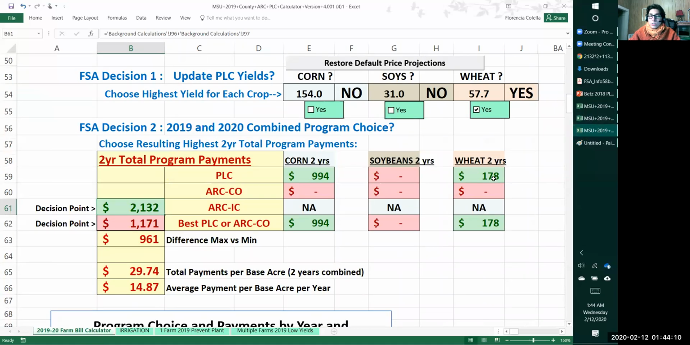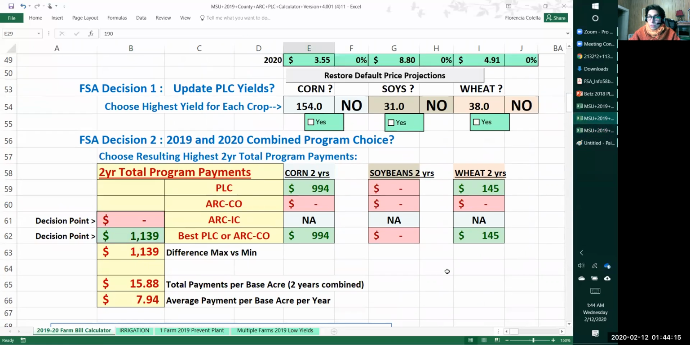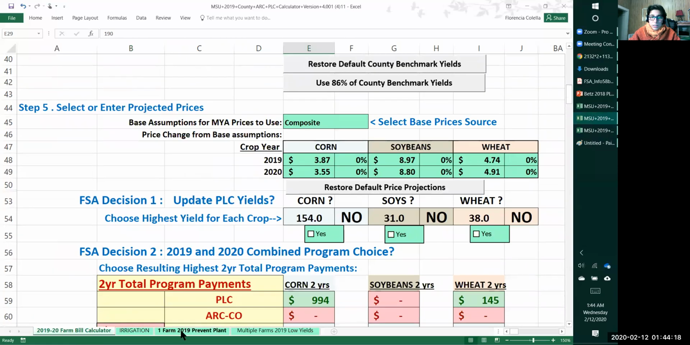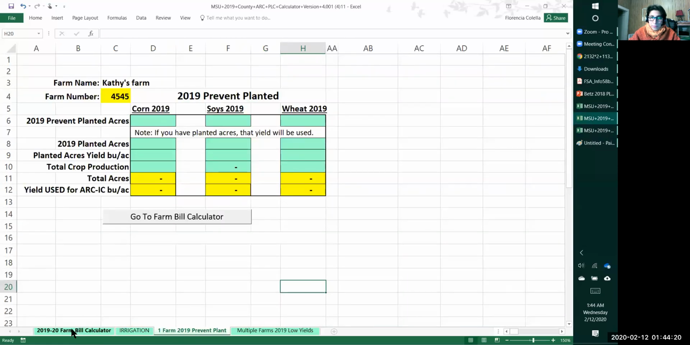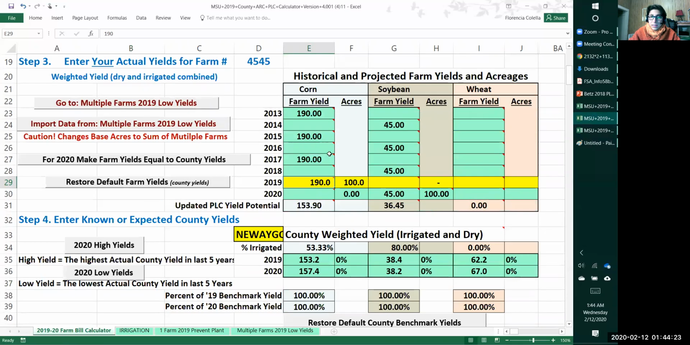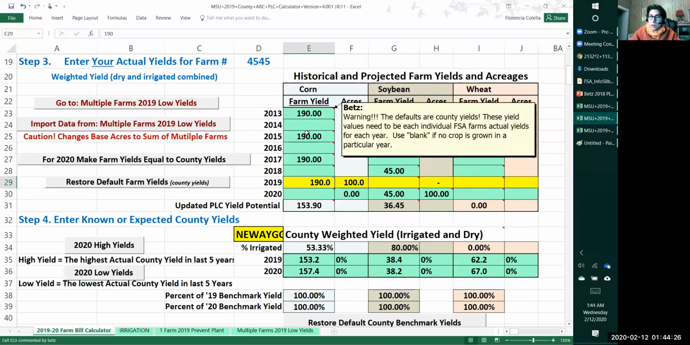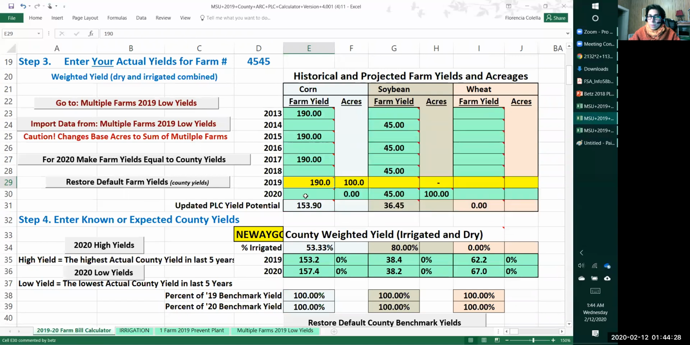Let's imagine a situation in which a farmer has two farms exactly like this one, and a third farm where he does not have any prevented plant, and he has pretty good corn yields, 190 bushels an acre for the 100 acres that he planted of corn in 2019. He plans on doing 100 acres of soybeans in 2020, and he doesn't do any wheat on that farm.